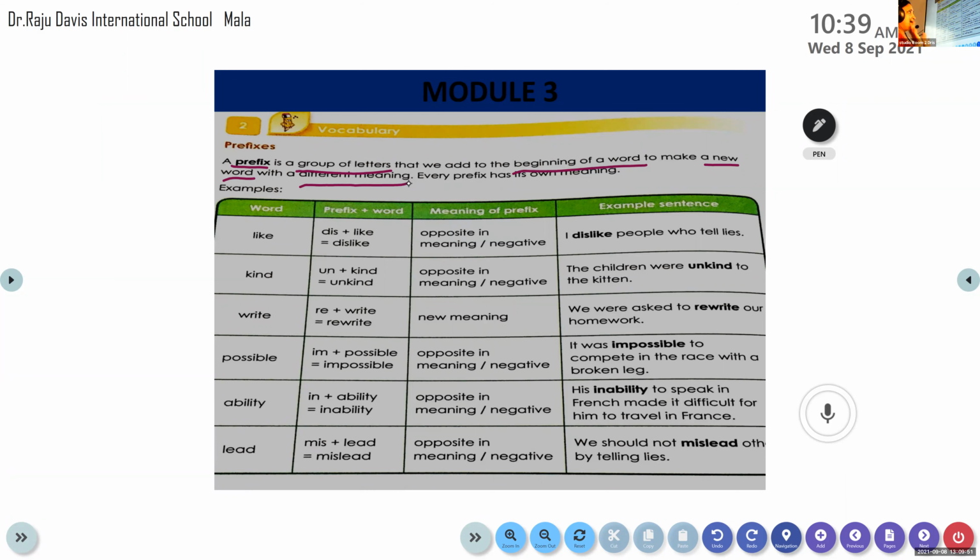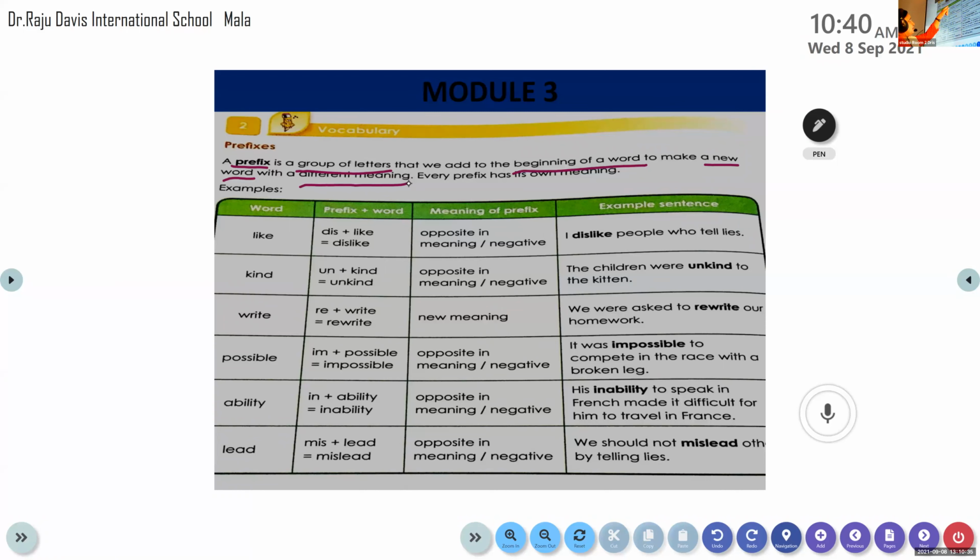Some idea you have got? As and when we do the examples, you will be clearer about it. So there is nothing to worry about. Janita, please read the first example. In the first column, we have the word that we are going to use. In the second column, we have the prefix plus the word. Now read, Janita. Read it as it is printed there. Okay, ma'am. Dis plus like is equal to dislike.